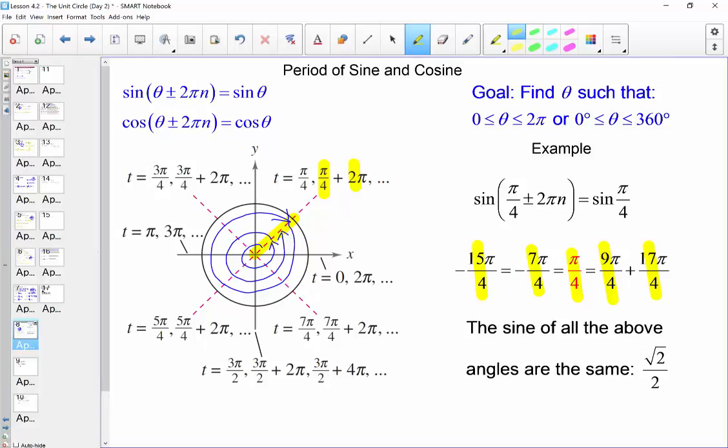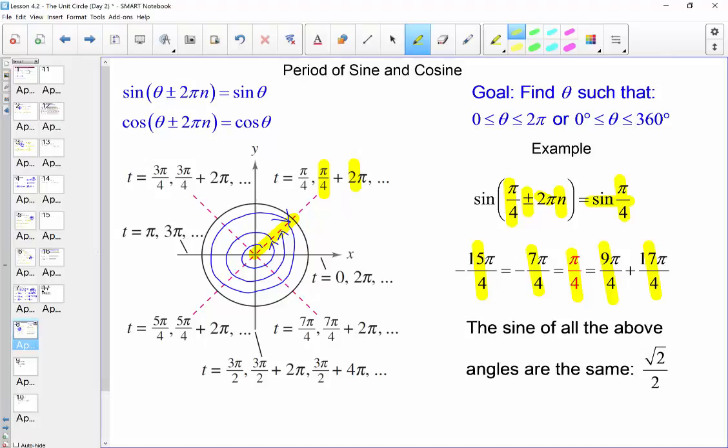To look at this in another format, let's look up here where it says sine of pi over 4 plus or minus 2 pi n. So if we start at angle pi over 4, and we either add or subtract 2 pi times the number n of revolutions, then the value of that trig function is going to be the same as sine of pi over 4. So there are infinitely many solutions based on the number of revolutions that we take.